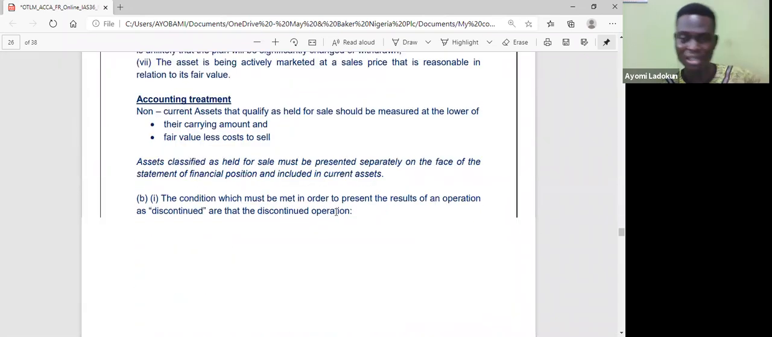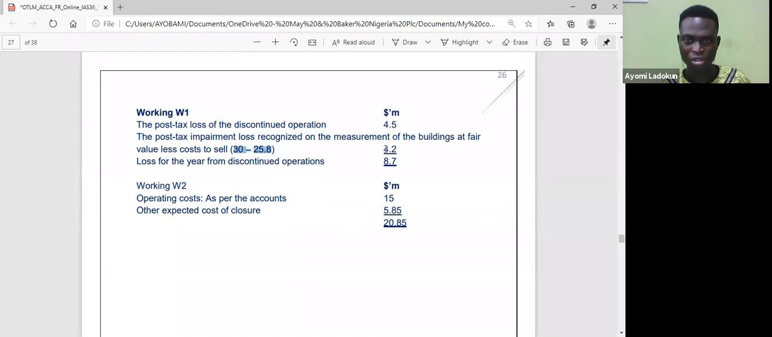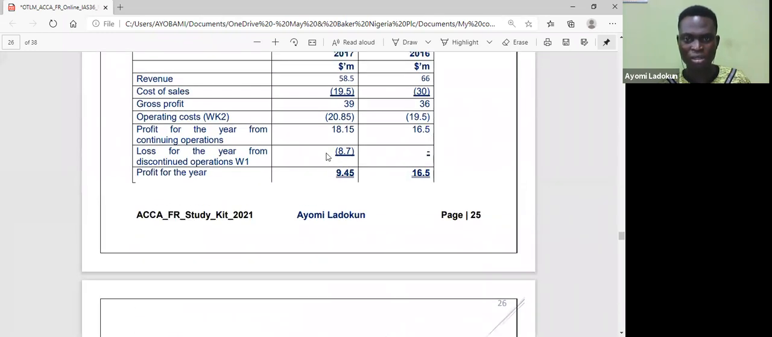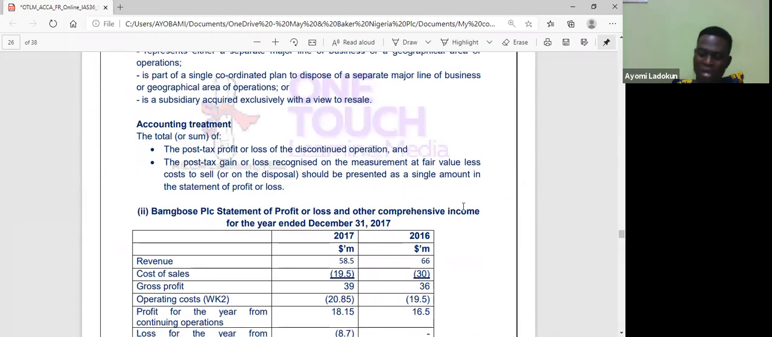So the difference between the two, this means 4.2. You add it together to have this 8.7. That's what you bring here because it's a loss. So there's no loss here, so that you can have profit for the year. And that is the end of that question.